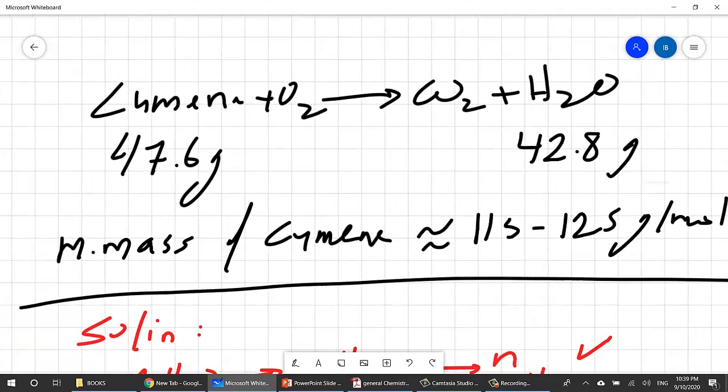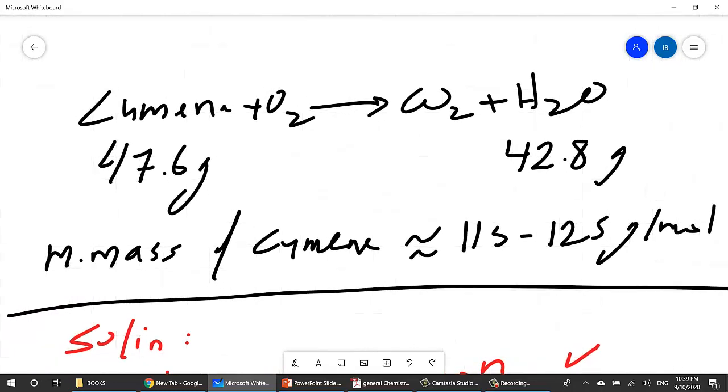So here I have written the equation. I said cumin plus some oxygen because we are burning this. It's going to form CO2 and H2O. I have 42.8 grams of water. I'm burning 47.6 grams of cumin. I have no information about CO2. And he said the molar mass of cumin is somewhere between 115 and 125. We're going to use this piece of information at the end of the question.